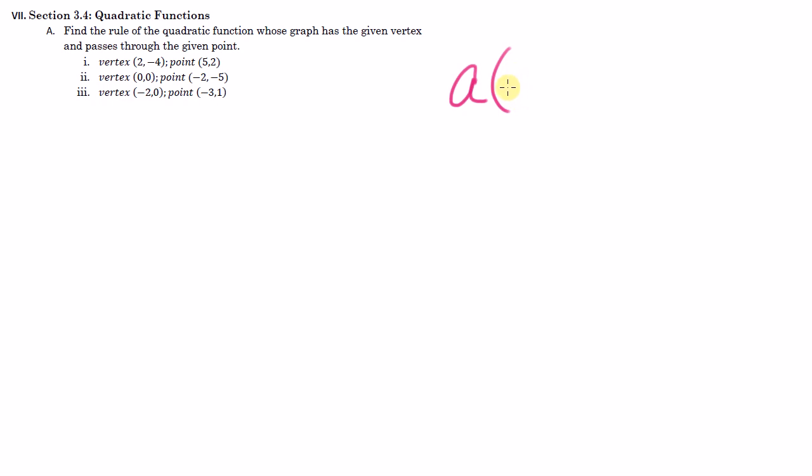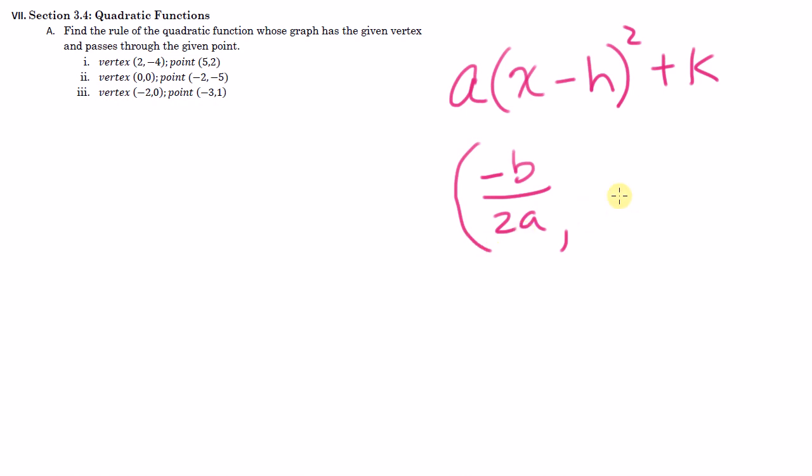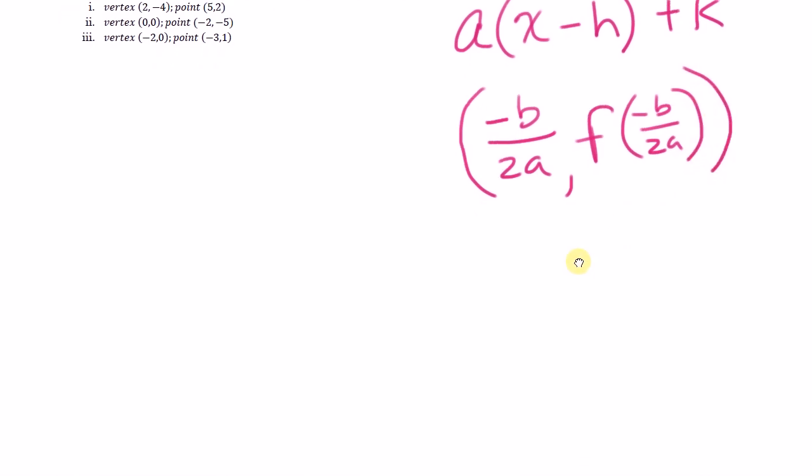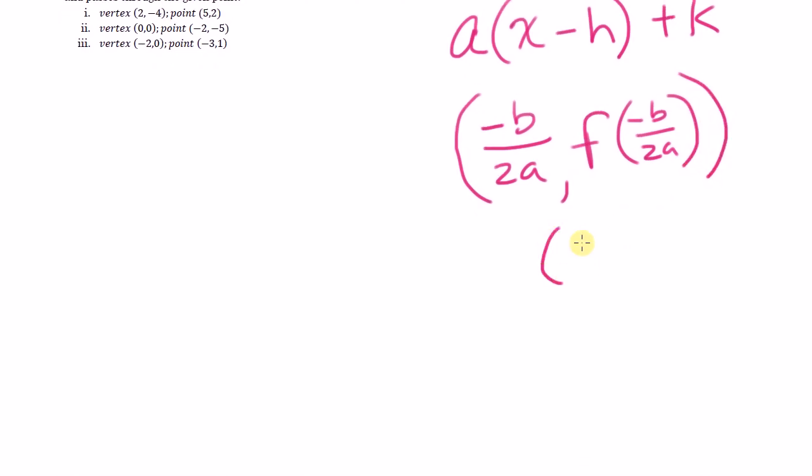So we need to remember this formula for the h, k, which is the vertex. And just as an aside, to find the vertex, it's negative b over 2a. That's your x coordinate. And your y coordinate is the f of negative b over 2a. And then your vertex is h comma k.